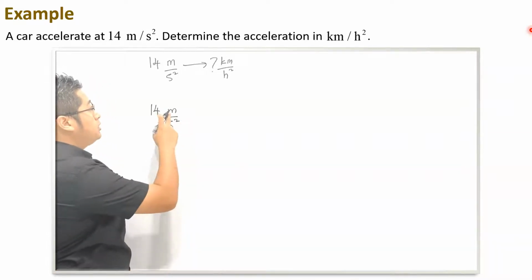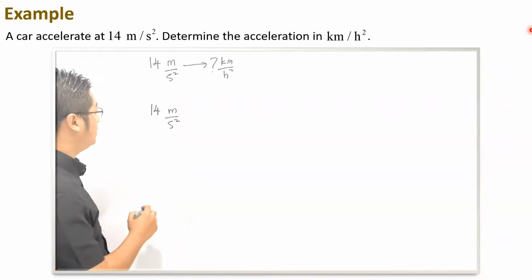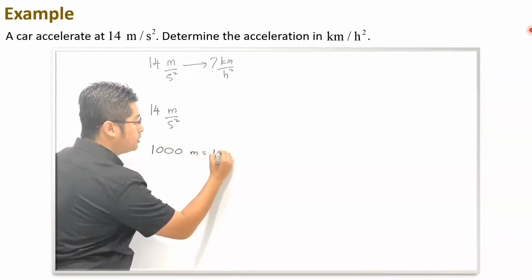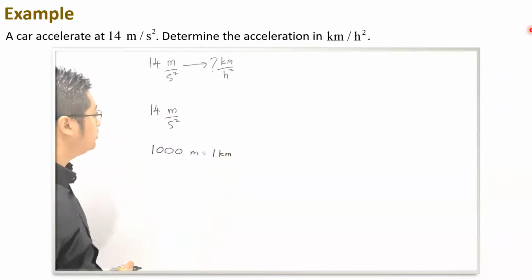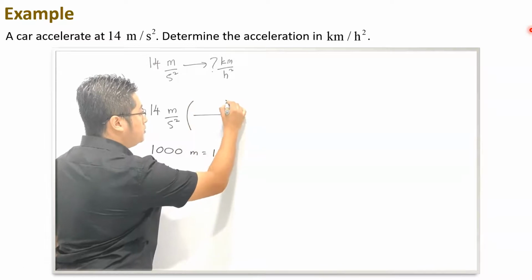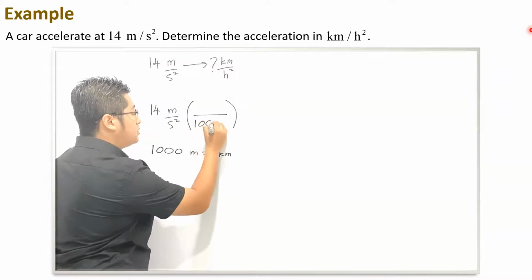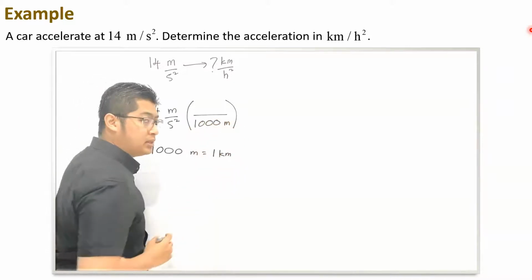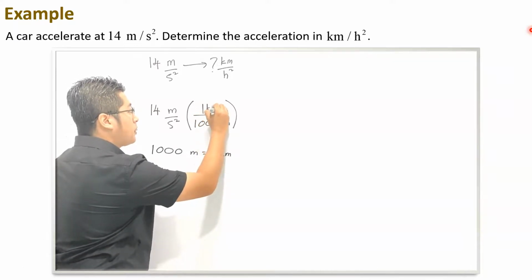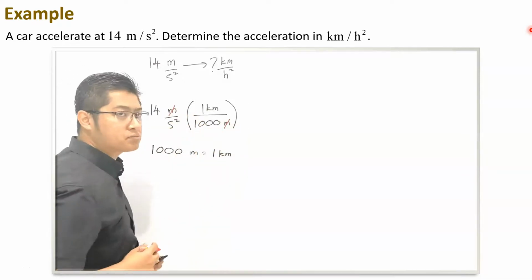Now you want to convert meter to kilometer. You need to know the conversion factor between meter and kilometer. You know that 1,000 meters equals 1 kilometer. You need to use this value to convert the unit. So you need to cancel the meter, so you need to put 1,000 meters as the denominator, and then put 1 kilometer as the numerator. So here we can cancel the meter.